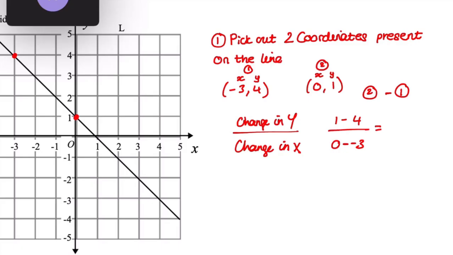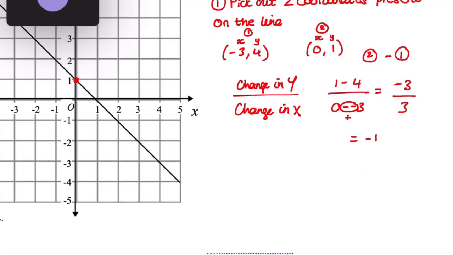Okay, so 1 subtract 4 will get you -3, and then 0 subtract -3. Two negatives will make a positive, so 0 add 3 is just 3. Okay, and then -3 divided by 3 will just get you -1. So the gradient of this line is -1.